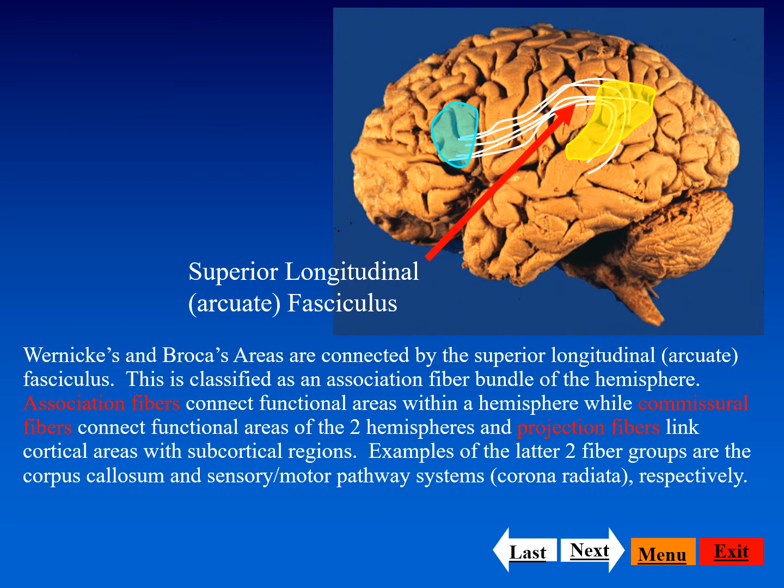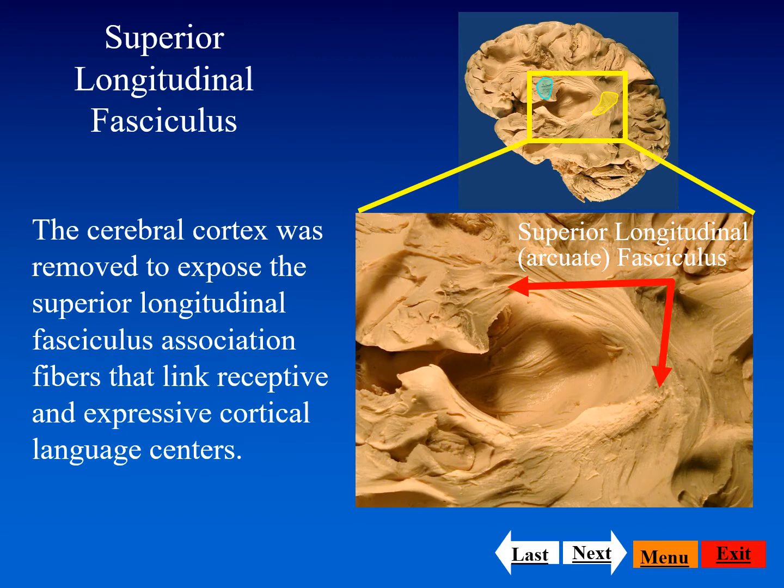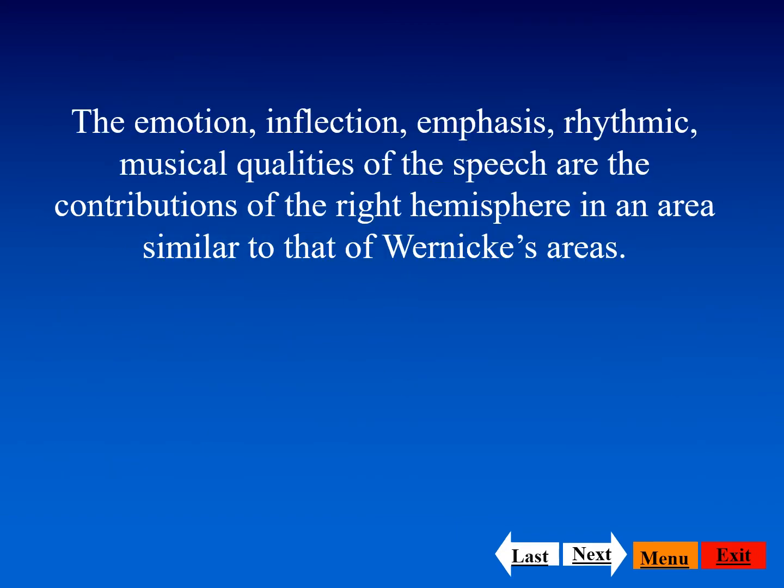Wernicke's and Broca's areas are linked together by a superior longitudinal fasciculus. This allows us to accurately respond to words that are spoken to us. This special dissection allows you to visualize this band of fibers, the superior longitudinal fasciculus or arcuate fasciculus, that links the Wernicke's area with Broca's area. The right hemisphere does play a role in language. It's important in giving us quality to our spoken language.